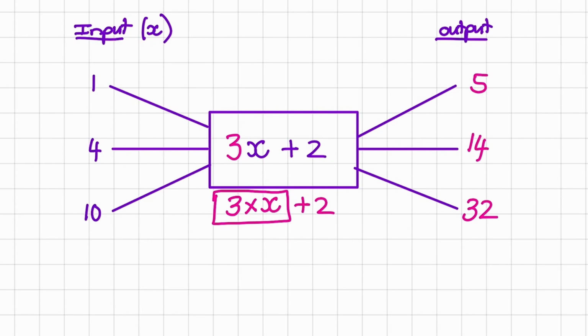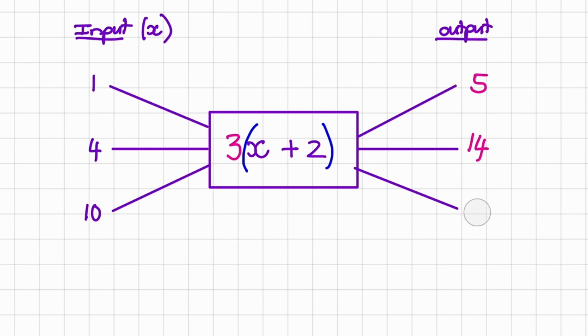Now, let us see how our output values would change when we add brackets. So I add brackets around the x and the 2. Now the calculation would change slightly. This would become, so let's take away the output values, 3 multiplied with the answer of x plus 2.